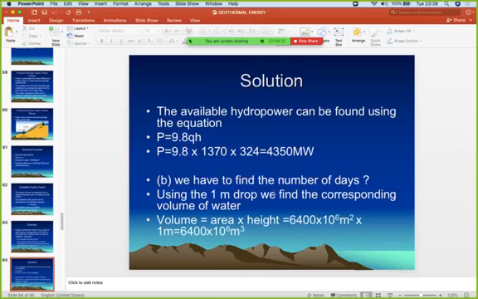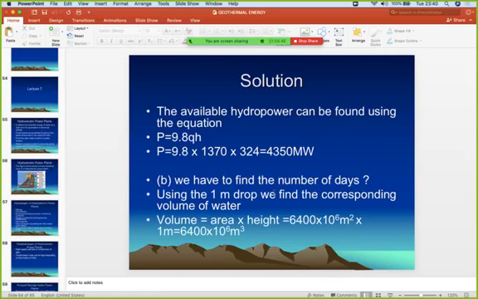Power is 9.8 times Q times H. So that's 4,350 megawatts. Can you imagine that? You can produce that with just a head of 324 and a flow of water of 1,370. So if you can have that in your area, you can already produce a big amount of power. So we have to find the number of days.